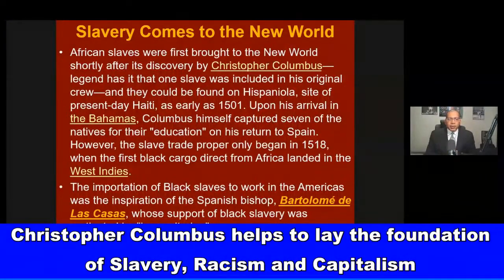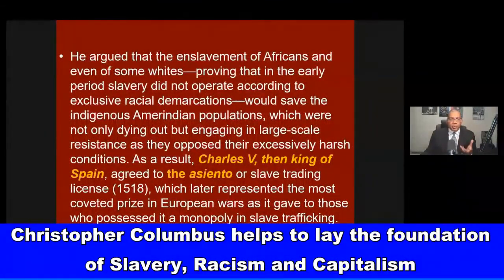The importation of Africans to work in the Americas was the inspiration of the Spanish bishop Bartolomé de las Casas, whose support of black slavery was motivated by humanitarian concerns. And de las Casas is a bishop, Bishop Bartolomé de las Casas. He travels on some of the voyages with Columbus. He keeps a diary and he documents the atrocities that Columbus inflicts on the indigenous people. And he said that Columbus was responsible for killing 12 million to 25 million indigenous people. Okay, so he's going to advocate that they stop enslaving Native Americans, try to save their souls. They suffered enough, and enslave African people, and white people to a lesser extent.